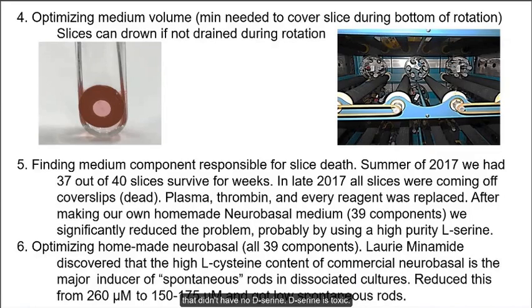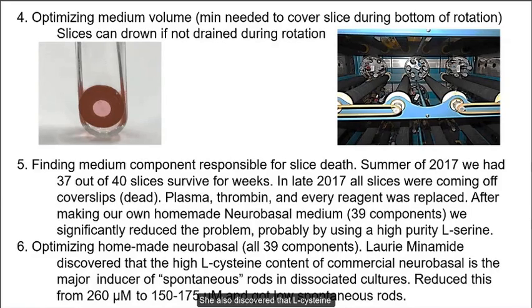So Lori ordered all the components, made up every component from scratch, weighing out everything and making our own homemade Neurobasal, and used a high purity L-serine that has less than 10% of the contamination of D-serine that is in normal medium. And voila, that seemed to help slice survival dramatically.